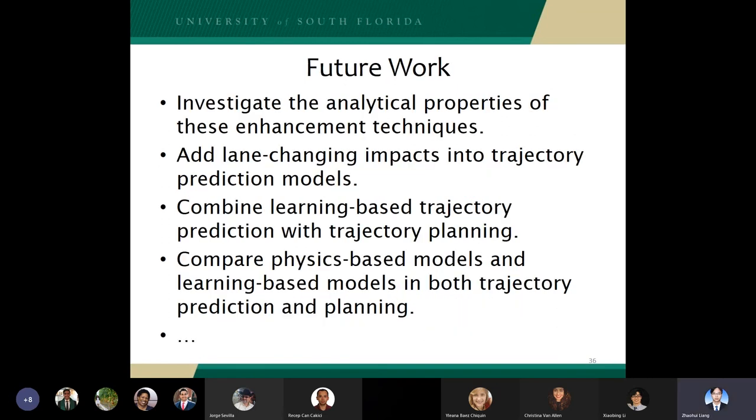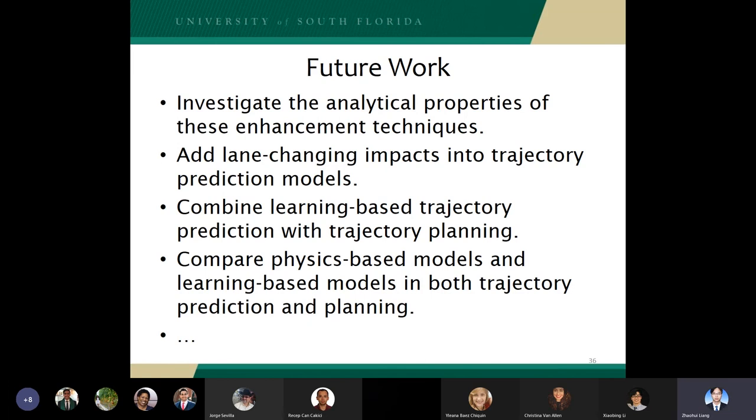Then there are several future directions. The first one is, after we evaluate the performance of these enhancement techniques, it is valuable to investigate the analytical properties of these enhancement techniques. Also, we only focus on the longitudinal motions in our work. And it is important to add lane changes, that is, lateral impacts, into trajectory prediction models.